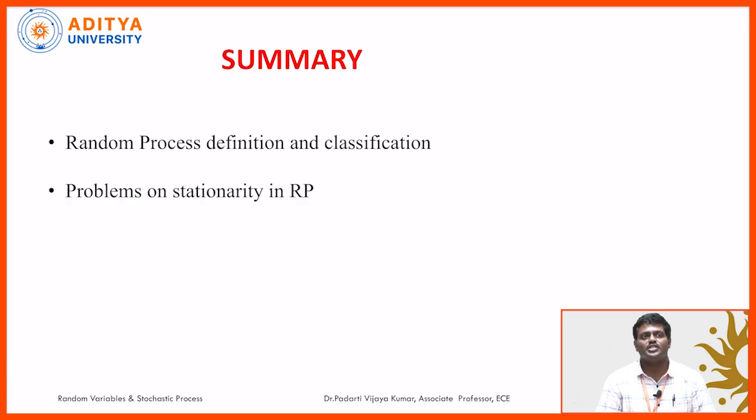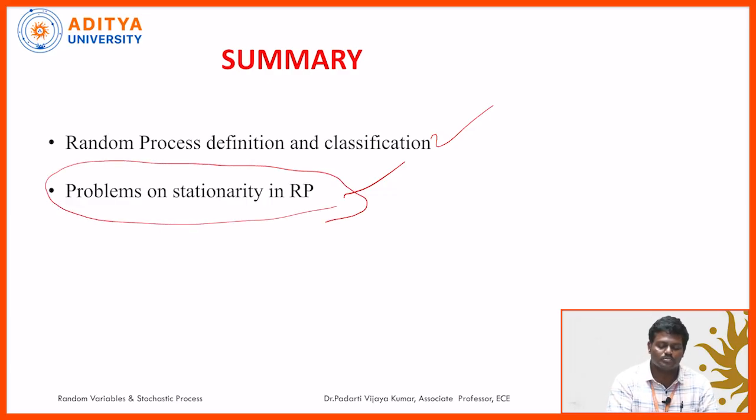So, in this session what we have done is, we have defined the random process and recalled the definition of random process, and we classified the random processes. We have defined different levels of stationarity like first order stationarity, second order stationarity, wide-sense stationary, jointly wide-sense stationary, strict-sense stationary, and we have solved real-time problems related to the stationarity concept in the random process. Thank you.